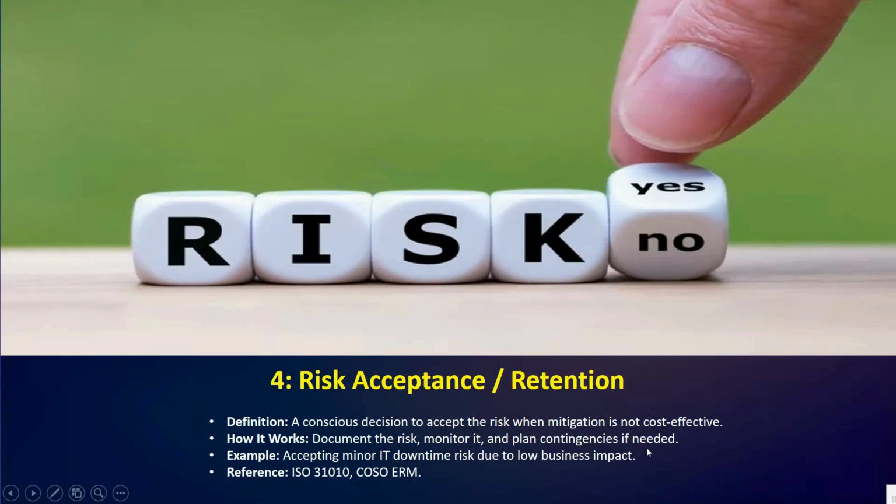Okay, so the conscious decision to accept a risk must be formally documented. This often includes a plan for ongoing monitoring and the creation of contingency plans that can be triggered if the risk does materialize. So it is a calculated and informed choice. Next we have the example: accepting minor IT downtime risk due to low business impact. Okay, so I hope this is clear.